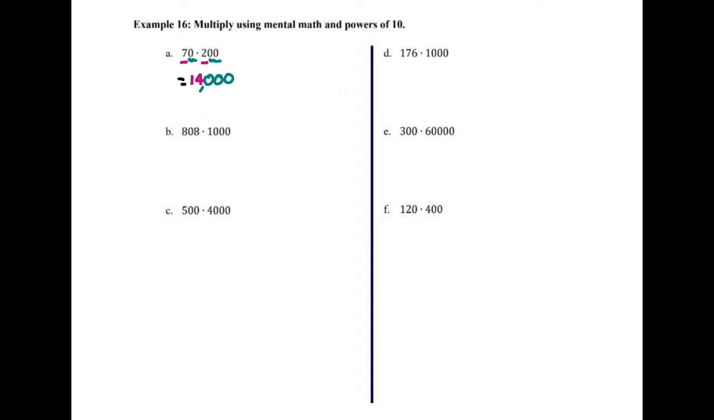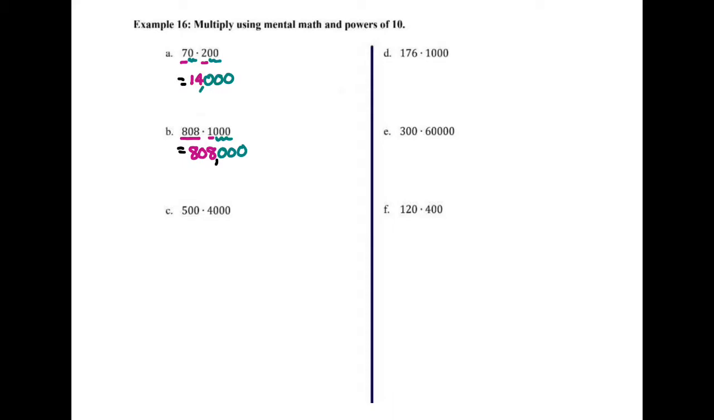Okay, so now this next one, see the 808 at the beginning? Because that 0 is not at the end, this particular rule of counting zeros doesn't apply to that 0. So we're going to use 808 times 1. So 808, and then add 3 zeros. So your answer is 808,000.